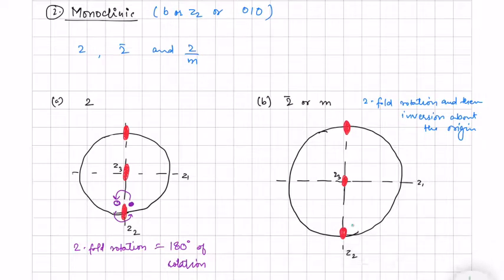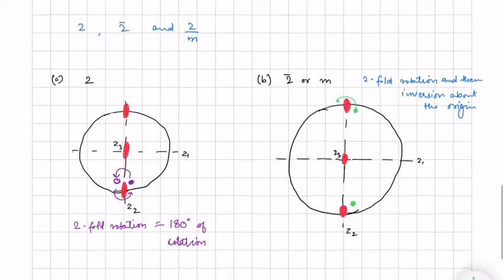Suppose this is a point. For a 2-fold rotation, similar to the first case, it first goes here, but we do not make a point here. Then it is inverted about the origin. So this is below the plane of paper, it becomes above the plane of paper and it's a point here. So we do not have this intermediate point. Then it goes for 2-fold rotation about Z2, so it becomes a point below the plane of the paper, and then goes for inversion about the origin and again lands on the initial point. So actually we do not have any point here. So we have these two points for 2 bar.